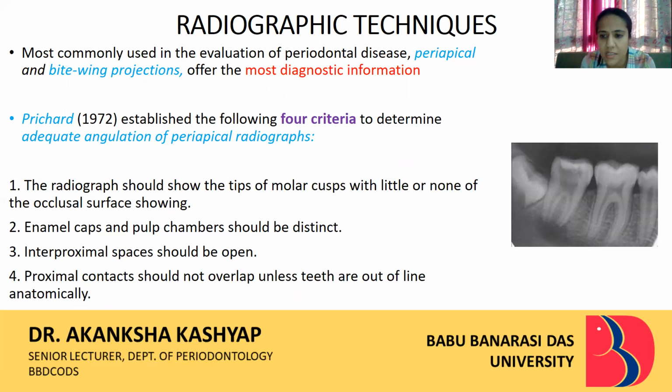According to these criteria, the appropriate angulation for the IOPA should be such that the radiograph shows the tip of the molar cusps with minimal or no occlusal surface. Then the enamel caps should be distinct, the pulp chamber should be distinct, and the contact areas should be open, because I told you that we normally assess the interdental bone for the level of bone loss. If there is crowding or the proximal contact areas overlap, it will be difficult for us to assess the bone level. The proximal contacts should not overlap unless the teeth are anatomically out of occlusion.